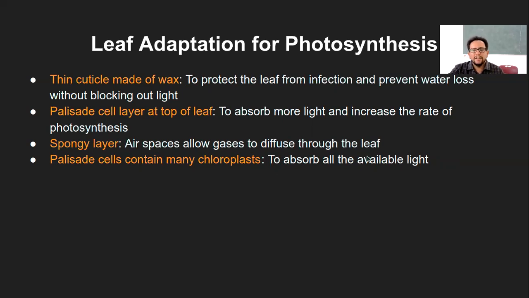Palisade cell layer at the top of the leaves. This is the one which is present close to the upper epidermis to absorb more and more light, and that way it can increase the photosynthesis rate as well.